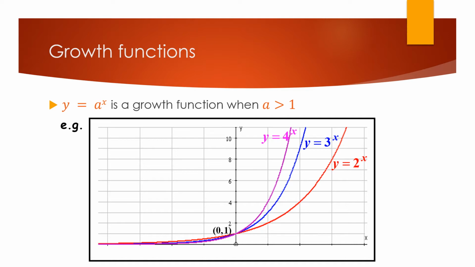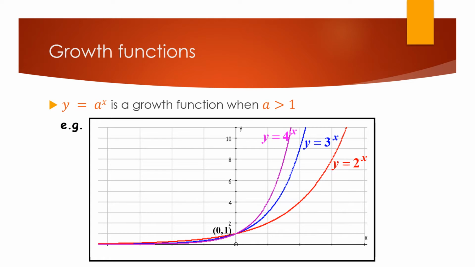Now, when x equals 0, you can see that all three of these growth functions go through 0, 1 on the y-axis. And that's because, if you remember from your rules of indices, anything to the power of 0 equals 1. And then, if x equals 1, then our value, our image, is going to be its base. So you can see that y equals 2 to the power of x goes through 1, 2, y equals 3 to the power of x goes through 1, 3, and y equals 4 to the power of x goes through 1, 4.